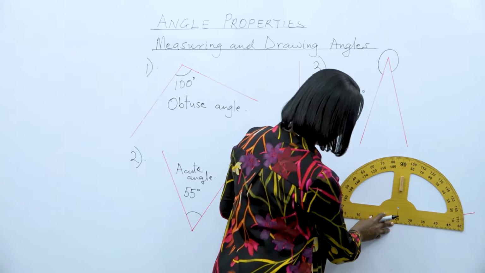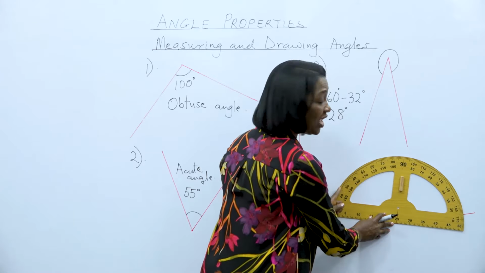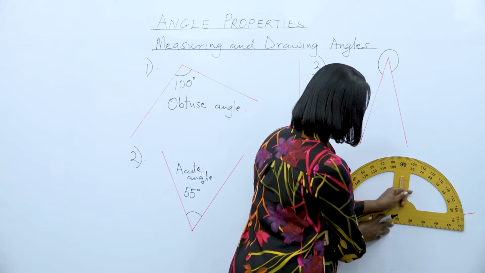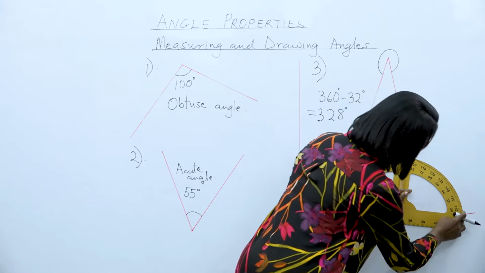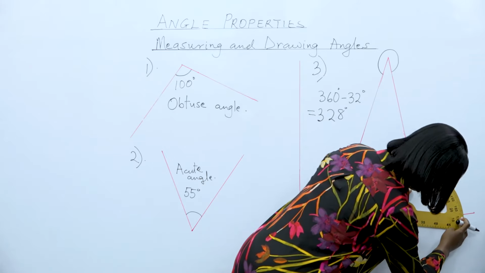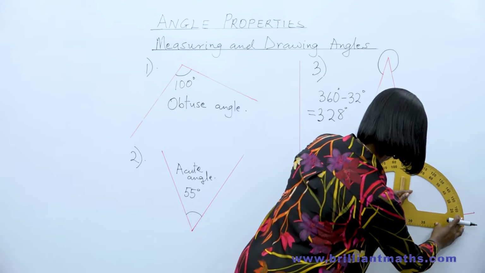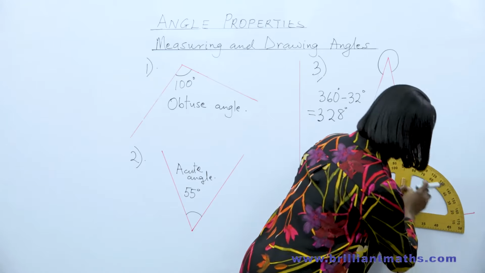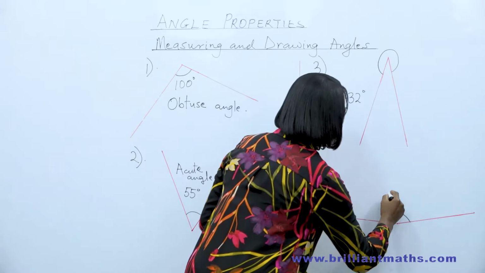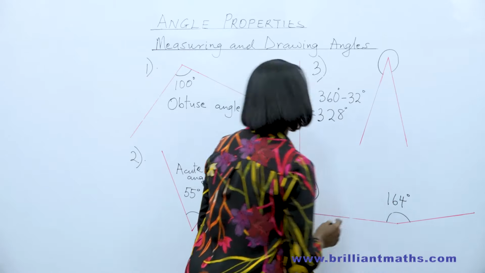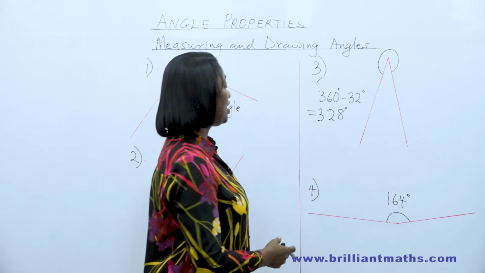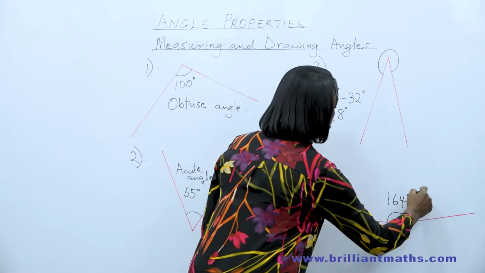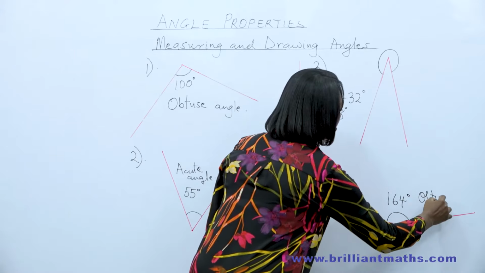So 0, 10, 20. I'm reading the outer measure of the protractor. 10, 20, 30, 40, all the way to 100 and, I want to be careful, all the way to 164 degrees. So that angle is 164 degrees. And we all know that it's greater than 90 but less than 180, so it's an obtuse angle.